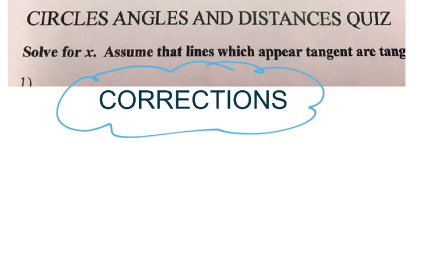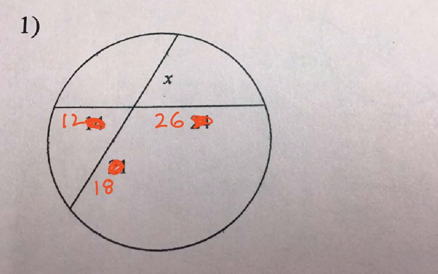Okay, guys, as efficiently as possible, I want to go through some corrections on the most recent quiz that I gave you last week. And here we go. So let's say we're given a circle, and notice we have these segments crisscrossing inside, and we're trying to figure out what this length x is from here to here.